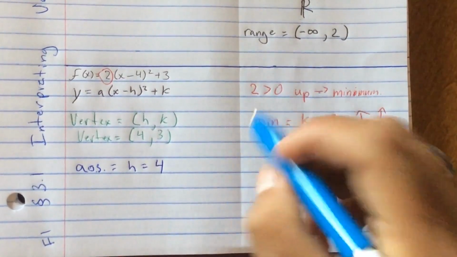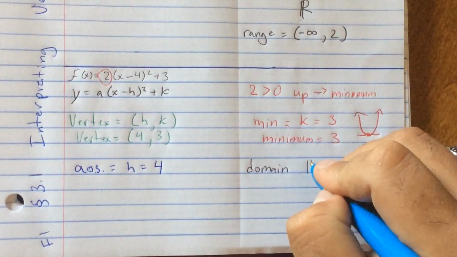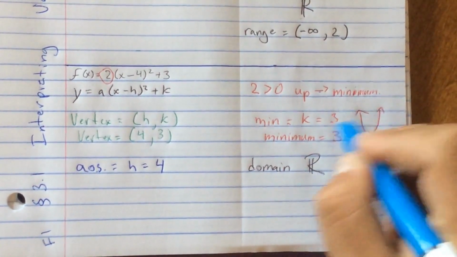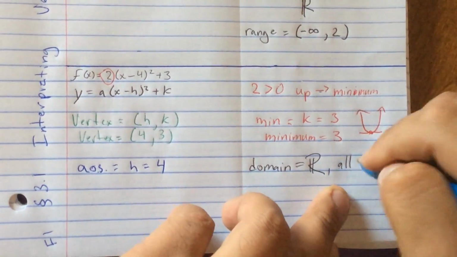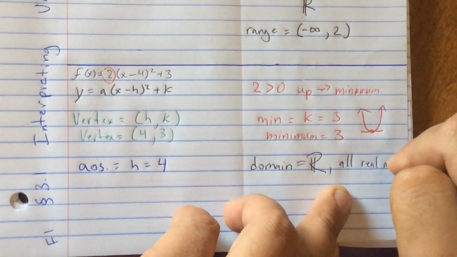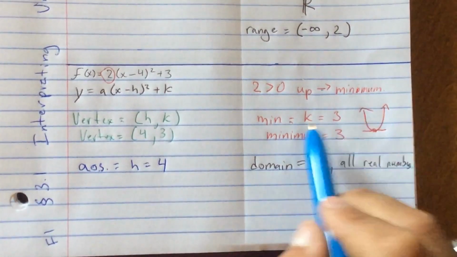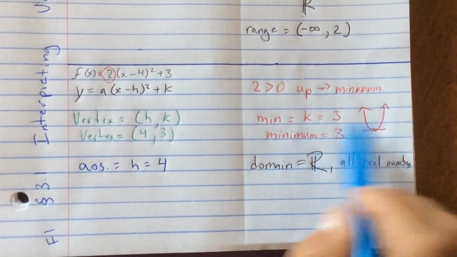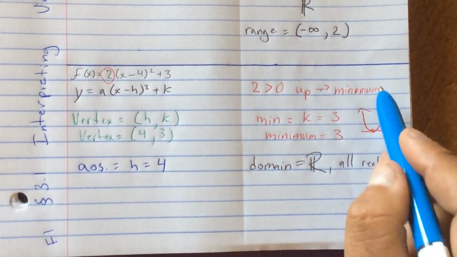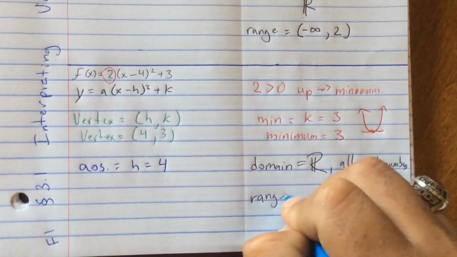All right, so now we go to our domain. Once again, it's just all real numbers because there's no restrictions. I can actually write it out, all real numbers as well, because there's no restriction on the x. There's only a restriction on the y when you go up and down. So remember, the x is left and right and the y is up and down. There's only a restriction on the y, which is based on our range.